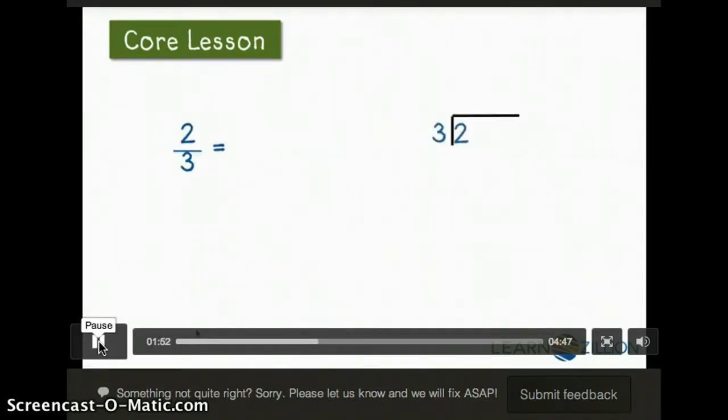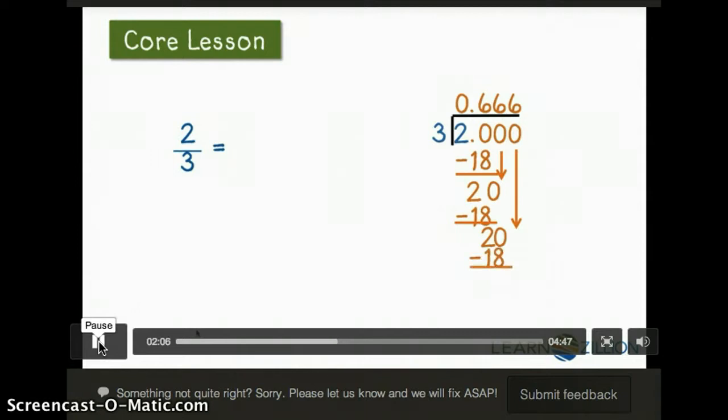So let's try it with 2/3. 3 can't go into 2, so we put a 0. Add a decimal and a 0, and continue. And the same thing is going to happen with this, that our 6 is going to be repeating, and continue. So we would write this as 0.6 with a line over it, or if we wanted to round it to the nearest hundredth, we could write it as 0.67.